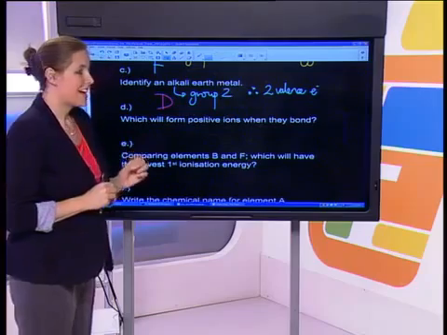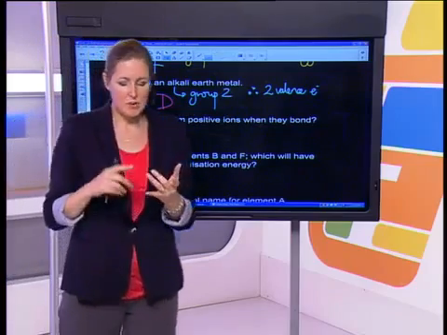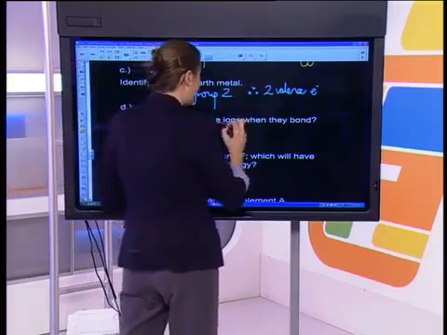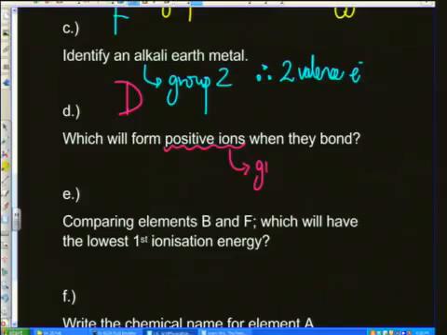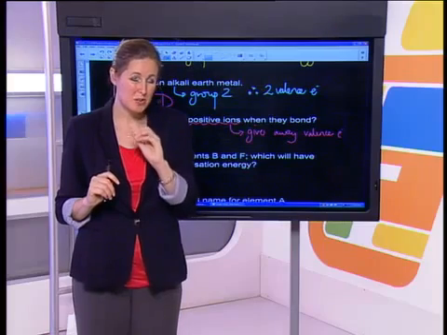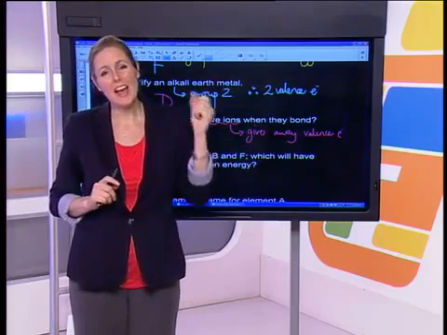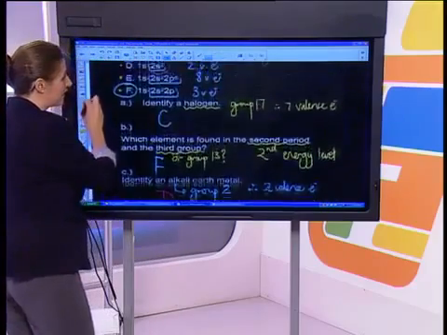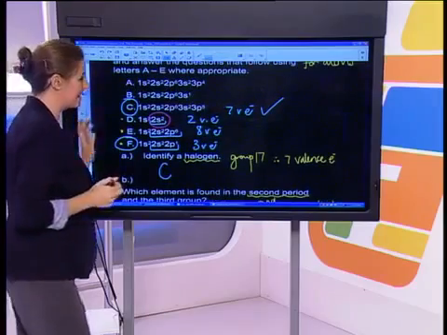Which will form positive ions when they bond? Now, in order for something to form a positive ion, what's it going to have to do? It will have to give away its valence or outermost electrons. Okay? Which ones will do that? Well, they're going to form positive ions. Which ones will form positive ions? When they only have 1 or 2 to give away. So, options here are things with only a few valence electrons.